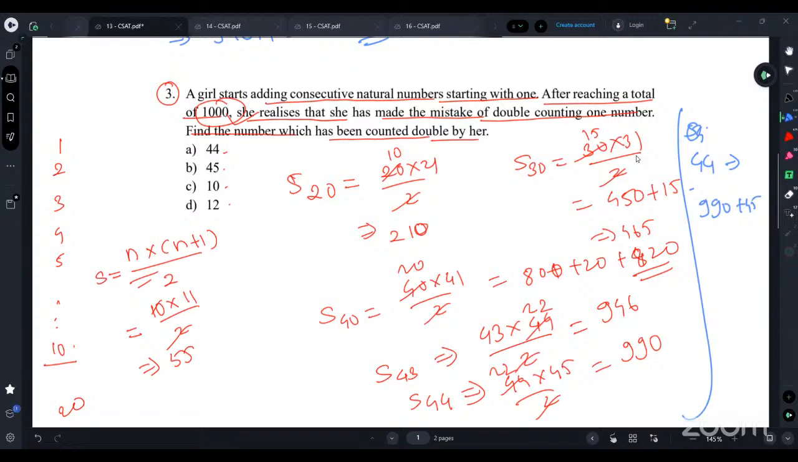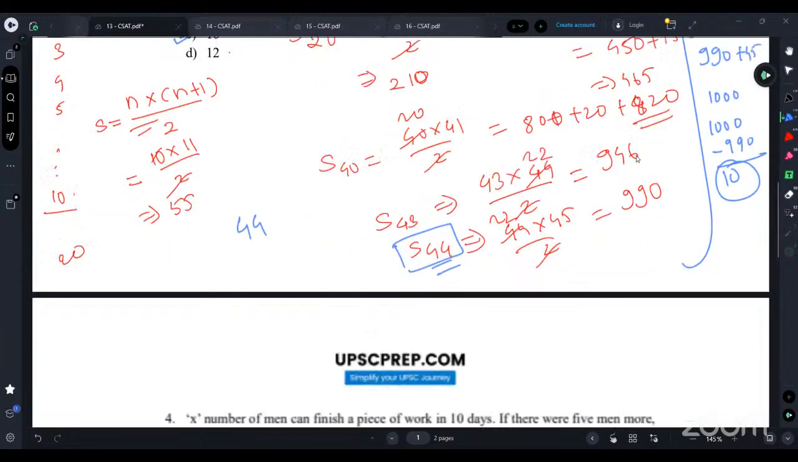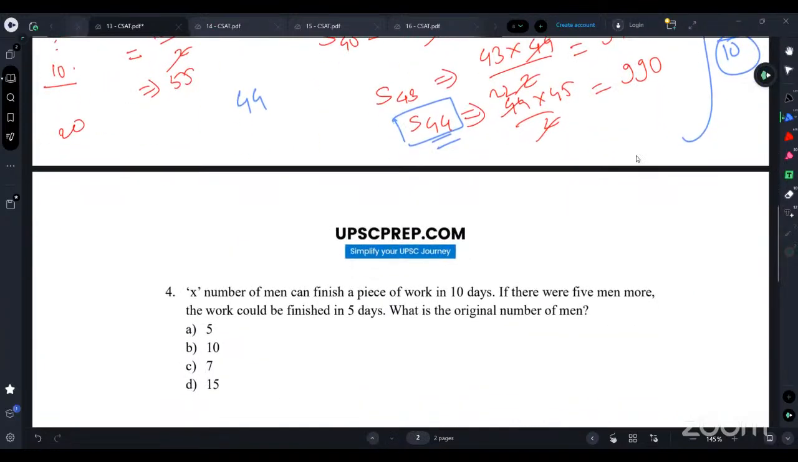But what is the summation that we have counted? It is only 1000, right? So 1000 minus 990, the summation up to S44, so this will be 10. So which number has she counted double? She has counted 10 twice, right? So 10 is the correct answer for this question. Now let's see the next question. I hope this question is also clear to all of you, guys.